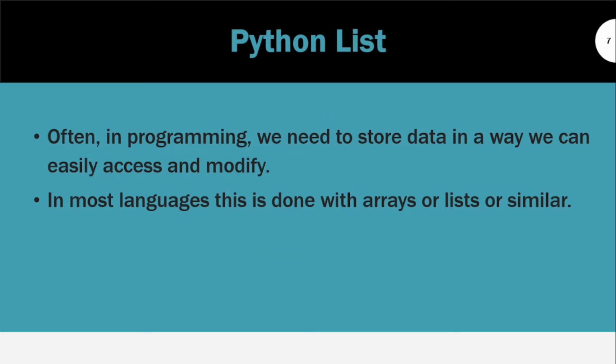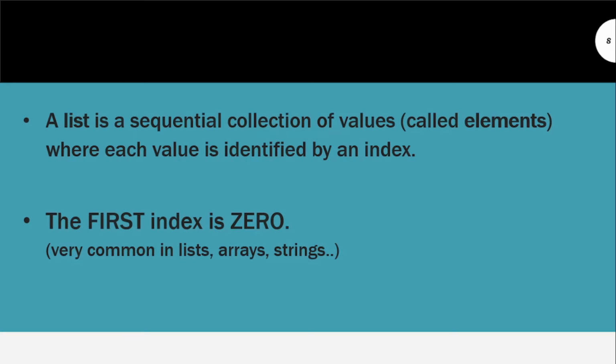So, often, in programming, we need to store data in a way we can easily access and modify. In most languages, this is done with arrays or list or any other similar methods. Now, a list is a sequential collection of values called elements, where each value is identified by an index. The first index is 0, so we count arrays or we call arrays based on the index. So, ang index natin, the count always starts with 0. It is very common in list, arrays, and strings.